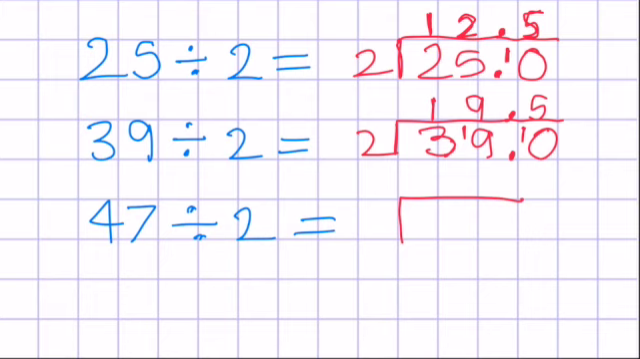Okay, let's do it together. 47 divided by 2. 2 goes into 4 twice. 2 goes into 7 3 times. There's a remainder of 1. Decimal place, 0 here, 1. 2 goes into 10, 5. So that means 47 divided by 2 is 23.5.